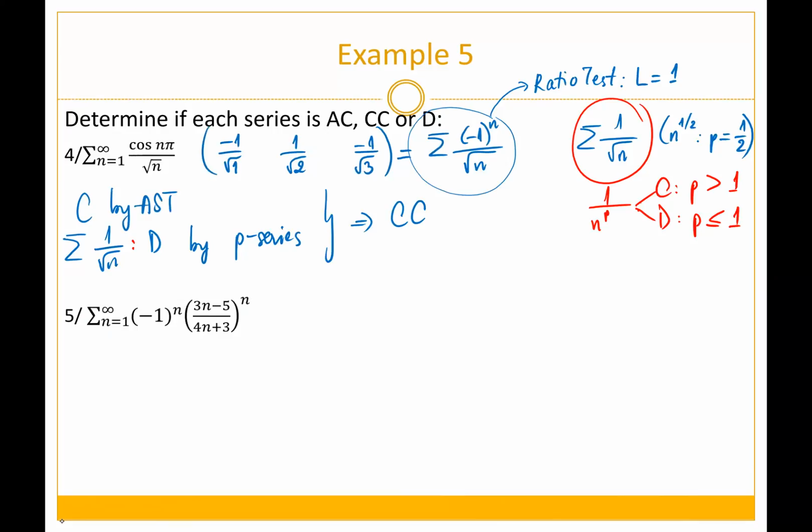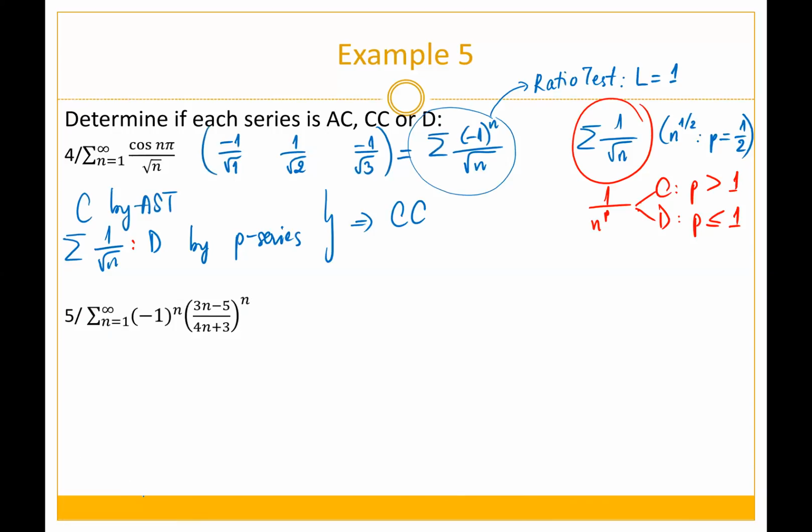How is it convergent by AST? Okay, so the AST requires the terms to be decreasing and the limit as n approaches infinity to be zero, right? So let's look at this. Okay, cool. So let me go to the last one.